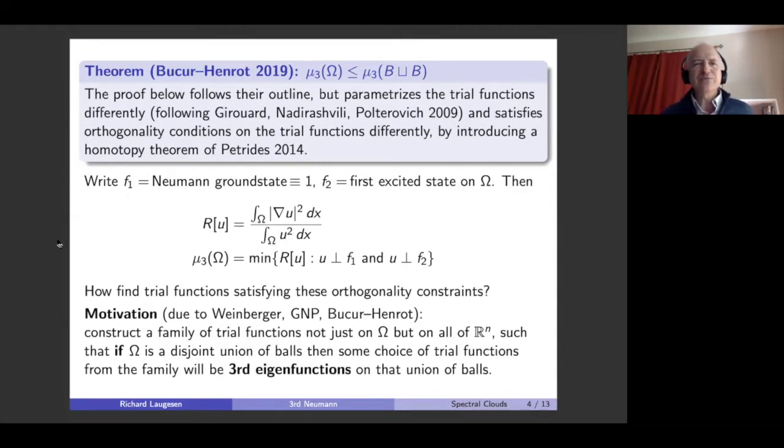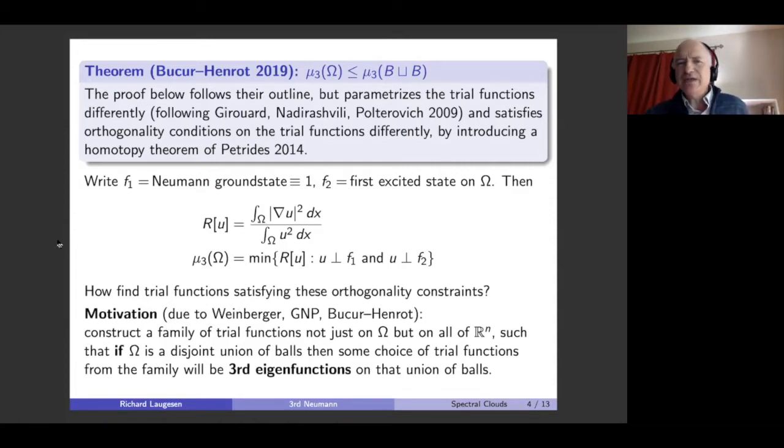Okay, so what was this theorem of Doreen Bucur and Antoine Henrot? It said that the third Neumann eigenvalue of a Euclidean domain omega, a Euclidean open set omega, is maximized when the domain is a disjoint union of two balls, where each ball has 1/2 of the volume. So we're going to give a proof that follows their outline, but with certain differences in key steps. We're doing the Euclidean case first to establish a framework that can then be extended to the hyperbolic case.